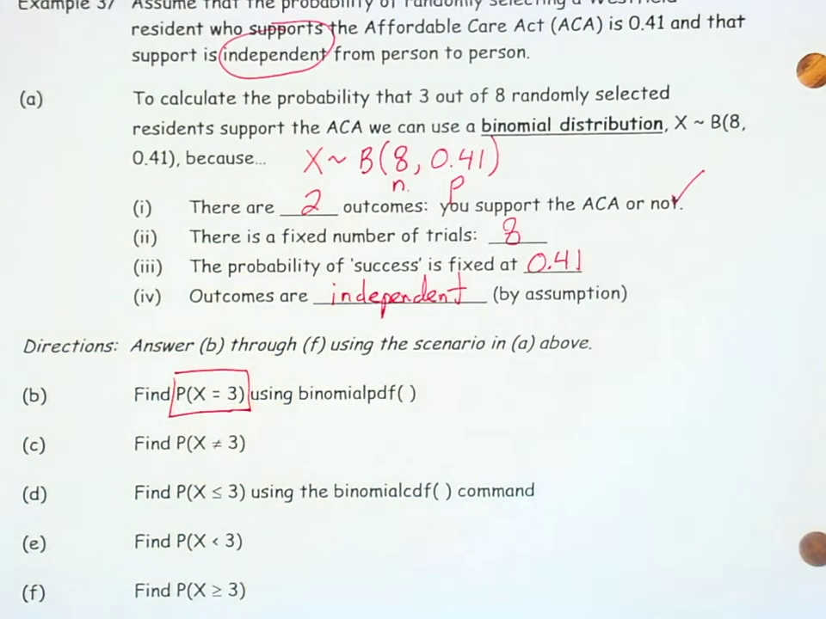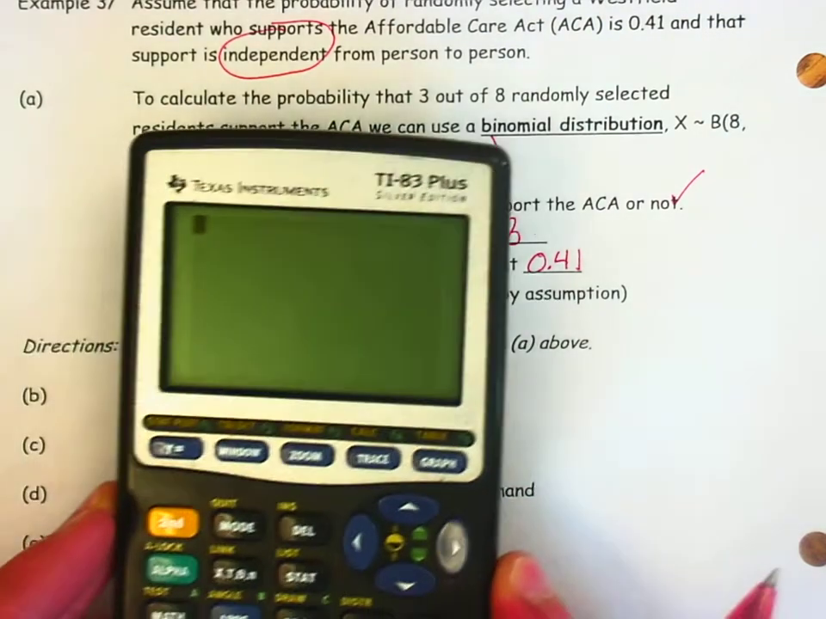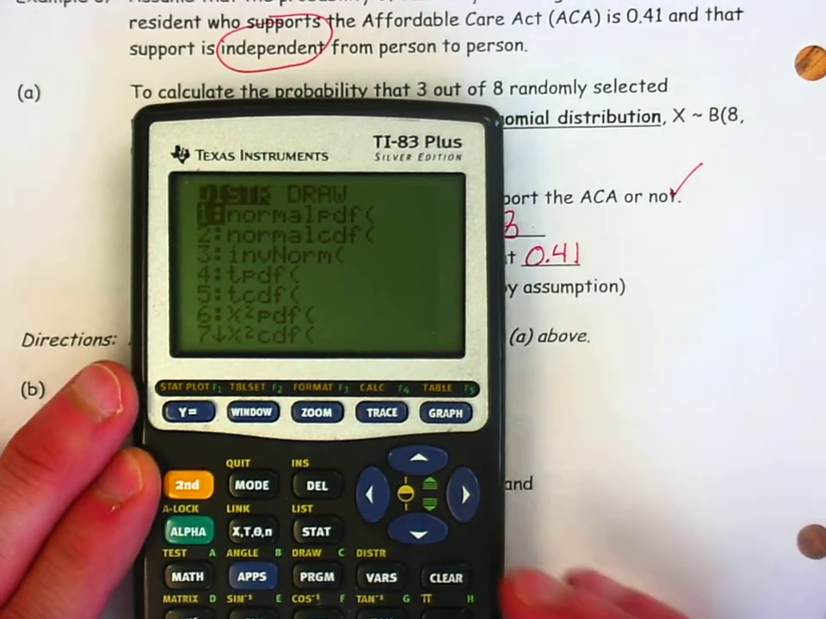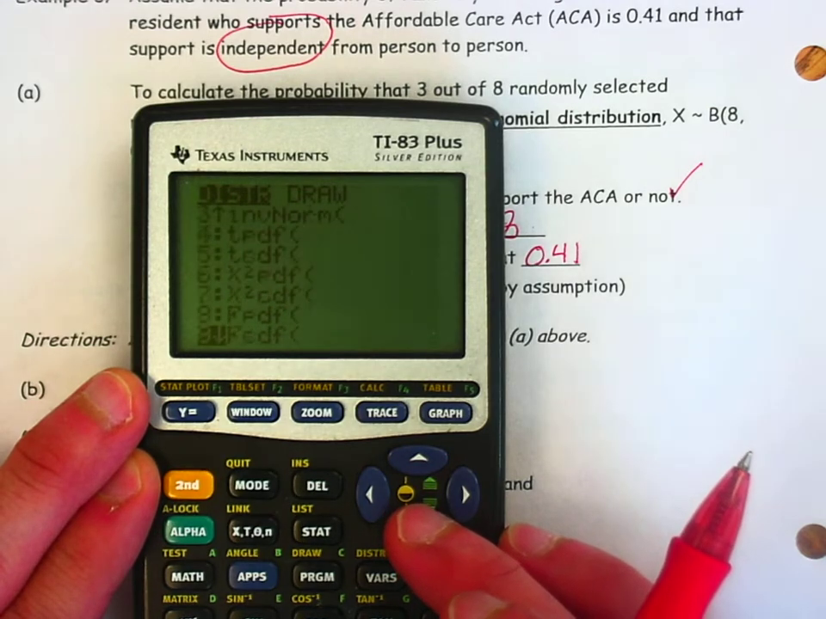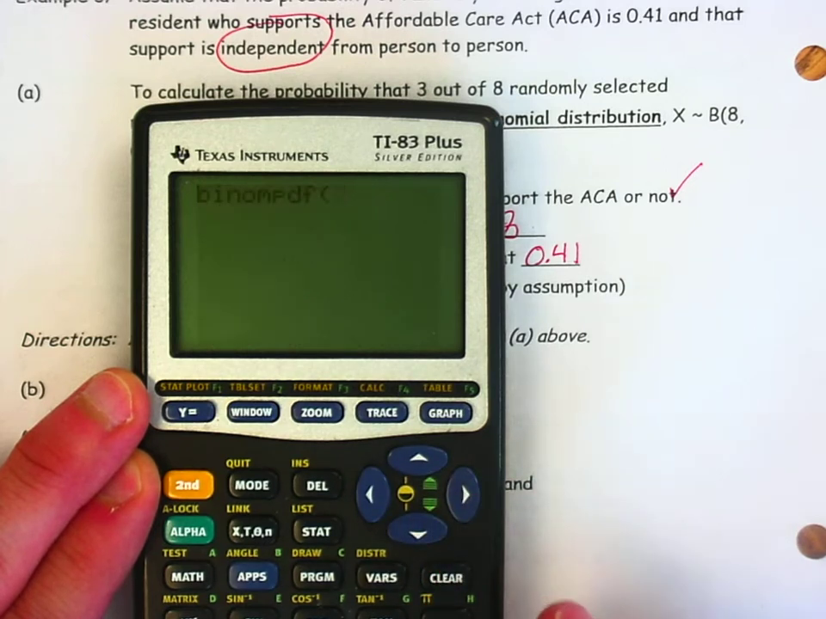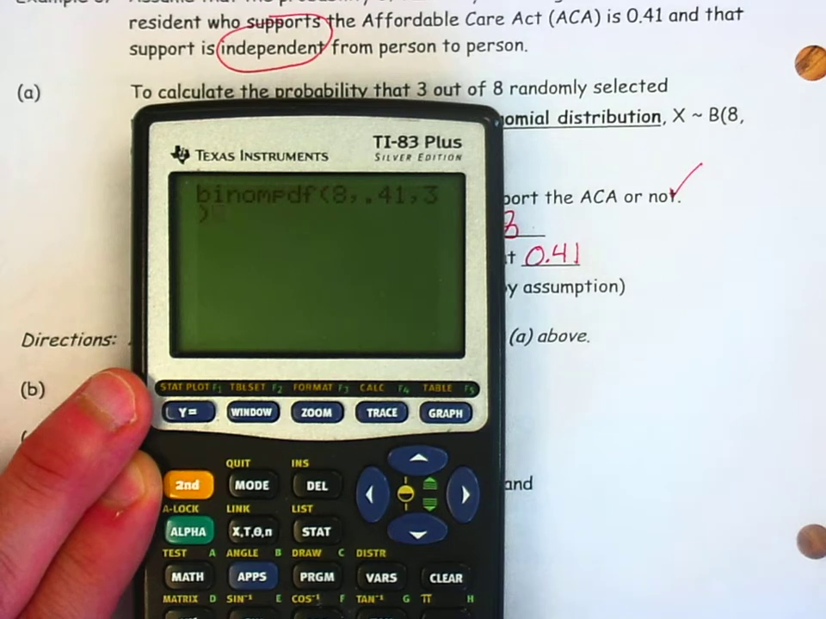So beyond that, you can do the rest of this in your calculator. So under second variables, notice it's been a while since we've done this. If you scroll down, you will see the binomial PDF and CDF. So binomial PDF, when you use this command, the first thing that you enter is the number of trials, that is 8. Then you enter the probability of success, that's 0.41. And then after that, you enter the specific value for which you're trying to find the probability, and that's the event X equals 3. 3 out of 8 randomly selected individuals support the Affordable Care Act.